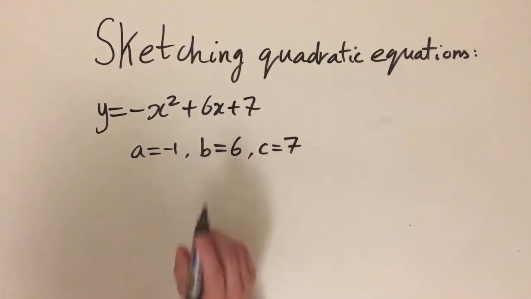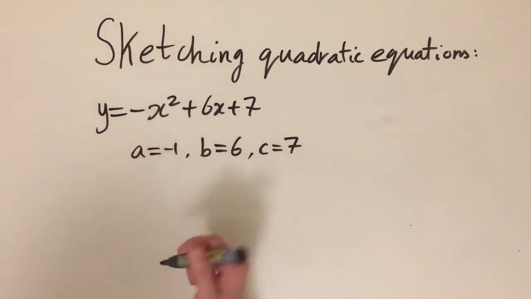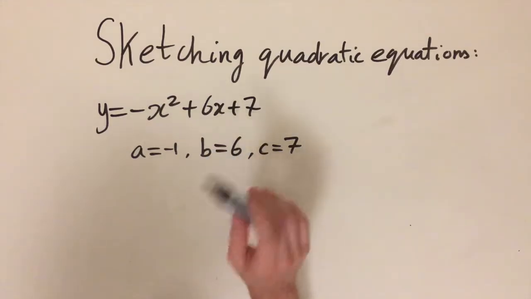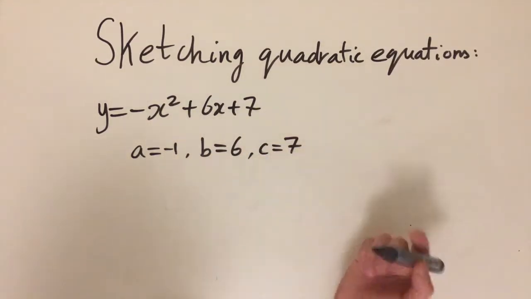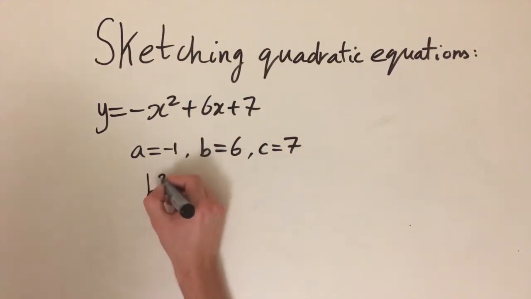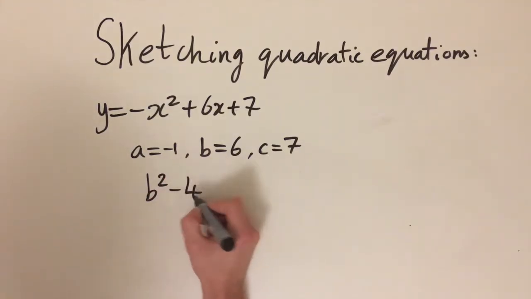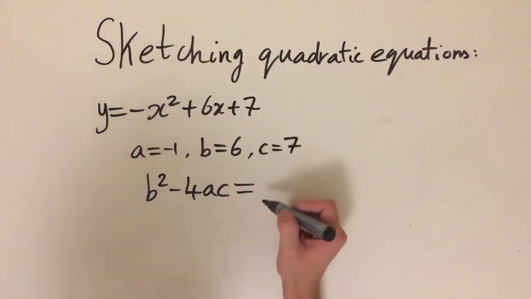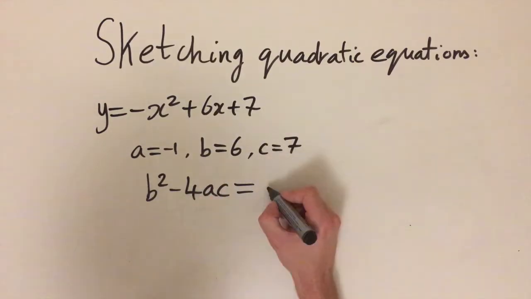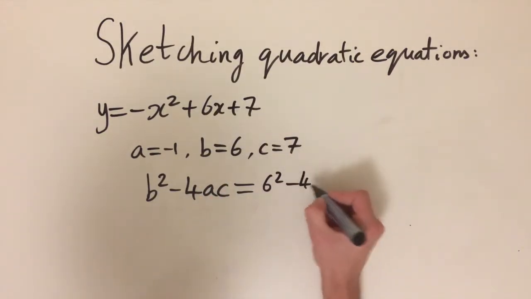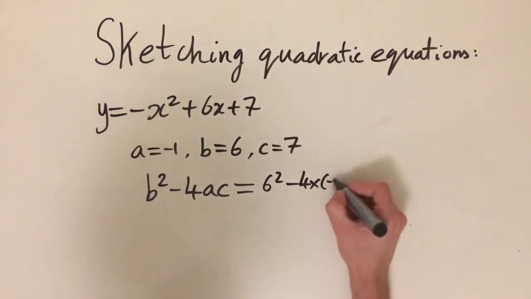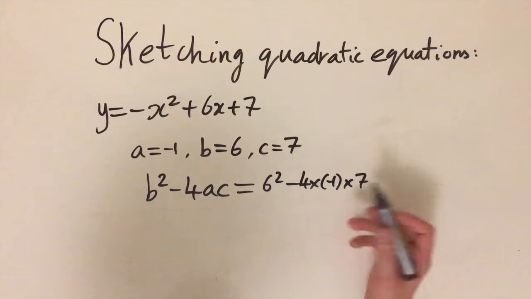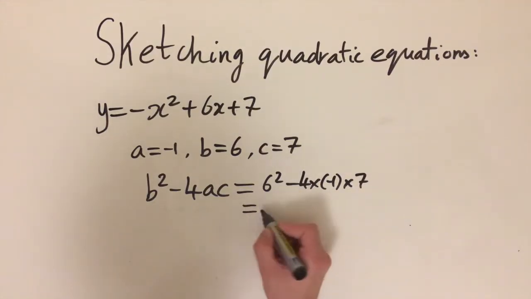The next step is to look at the discriminant. This is going to tell us how many solutions this equation has when it crosses the x-axis. So how many times it crosses the x-axis. The discriminant is just b squared minus 4ac. And we're going to plug in these values, see what value this is. So 6 squared minus 4 times minus 1 times 7. It's important to keep track of the sign. This is going to tell us some really useful information about the graph.